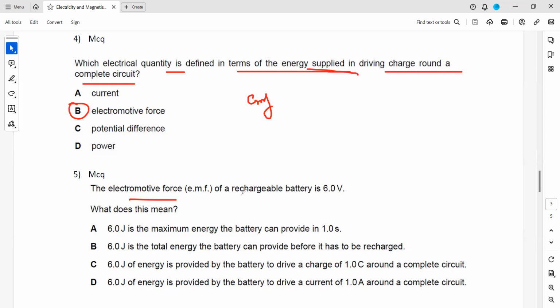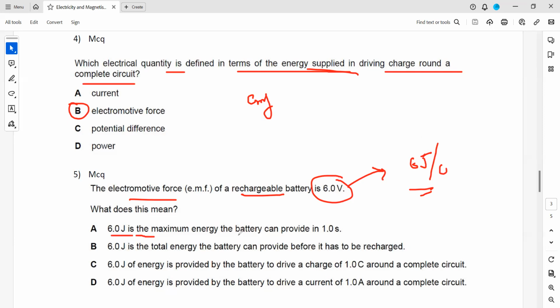The EMF of a rechargeable battery is 6 volts. What does it mean? It means 6 joules of energy is needed to move 1 coulomb of a charge. So which option explains the idea of electromotive force, or EMF?